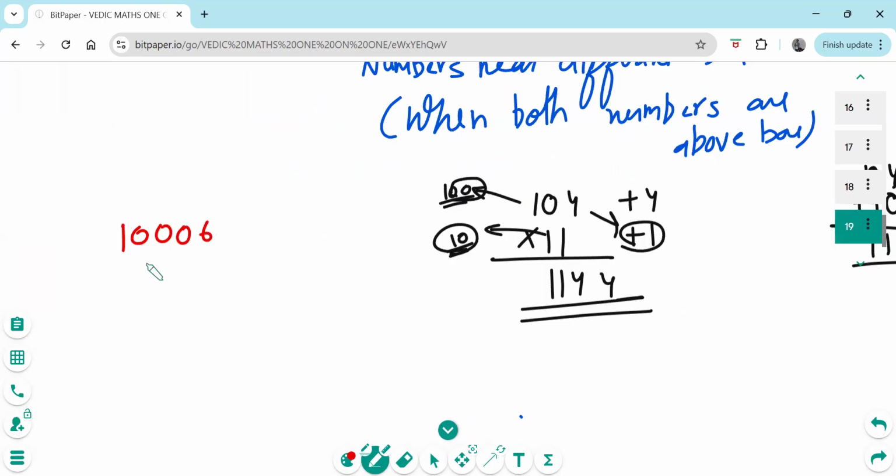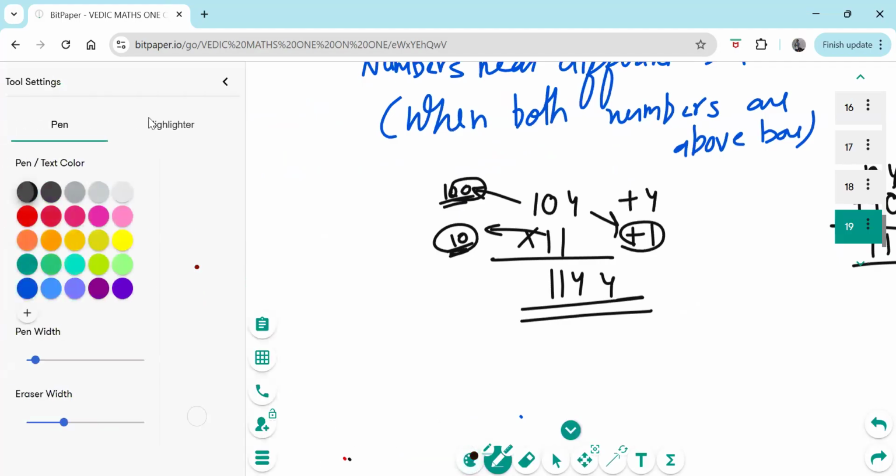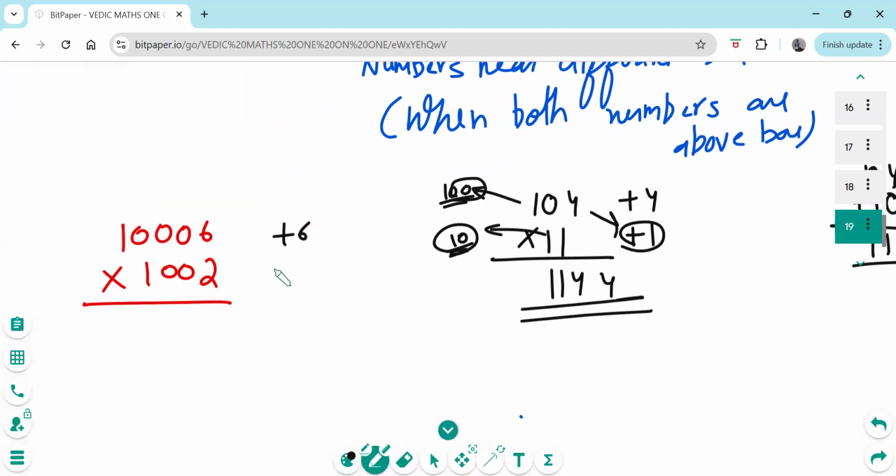10006, and I'm gonna take 1002. Now let's do it. कितनी बड़ी calculation, can you imagine? And we are gonna do it within seconds. So this plus 6, let me change the color so you can visualize it better. So this plus 6, this plus 2.